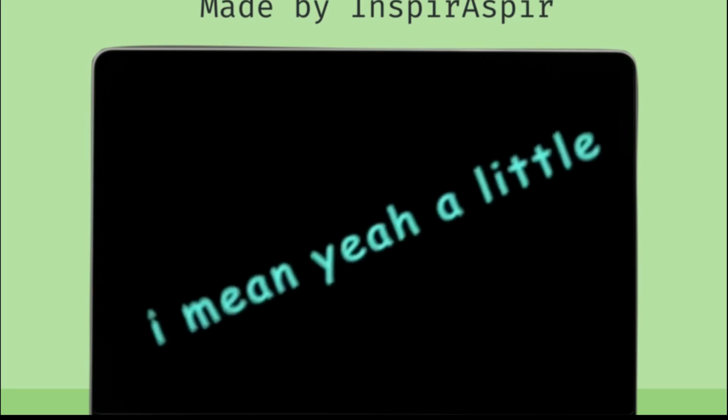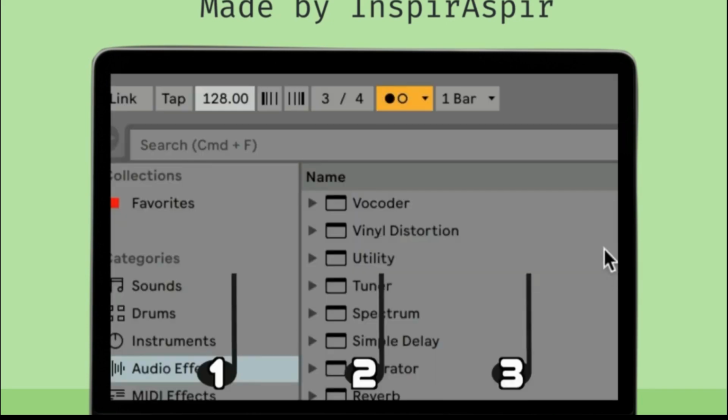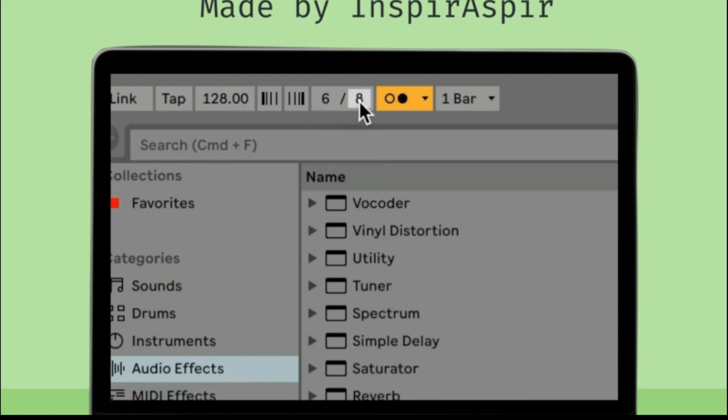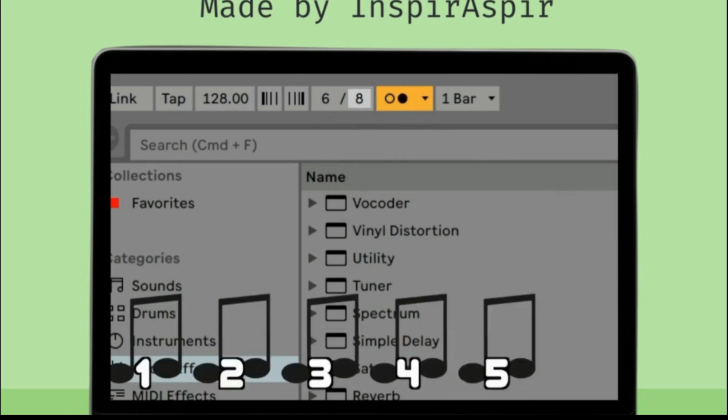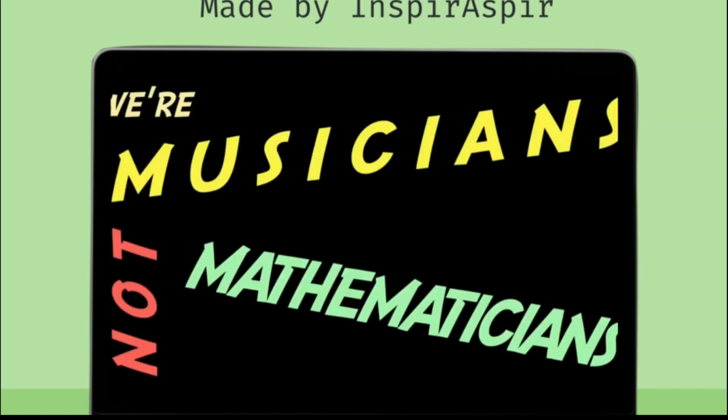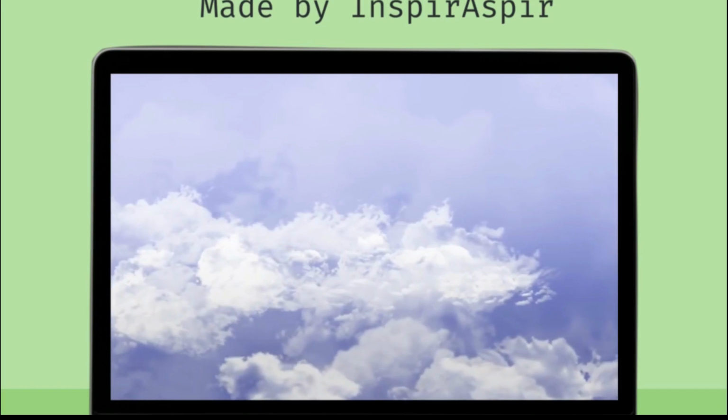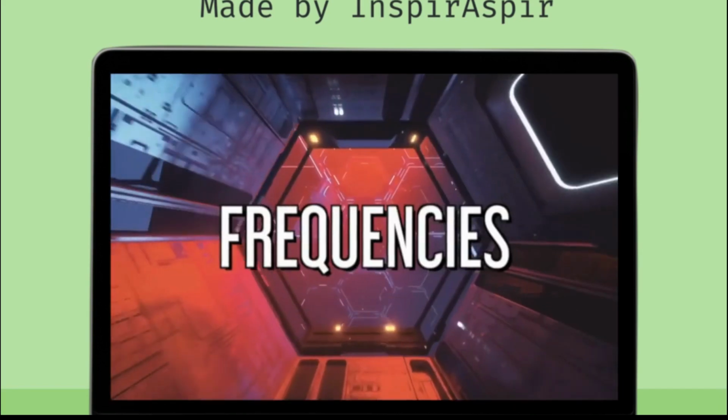Sound confusing? That's because it is. If we were in the time signature 3/4, we would count 3 beats in a bar that are the length of 3 quarter notes. But if we were to double both of these numbers and use 6/8, that's actually different than 3/4 because remember, we're musicians and not mathematicians. If any of this went over your head, just use 4/4.